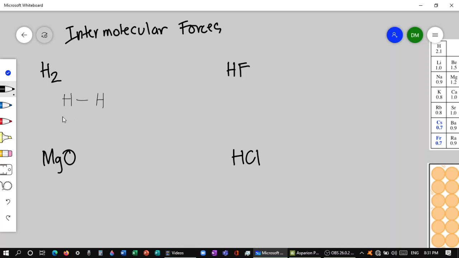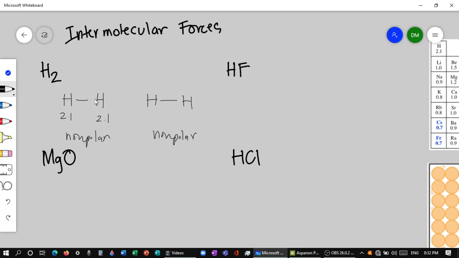So the electronegativity of hydrogen is 2.1, and the same thing for this atom. So here they have the same strength. So this one is a nonpolar molecule. And let's say there is another H2 molecule here. So the same thing, it's also a nonpolar molecule. So there's no charge here. So here the intermolecular force is a dispersion force.